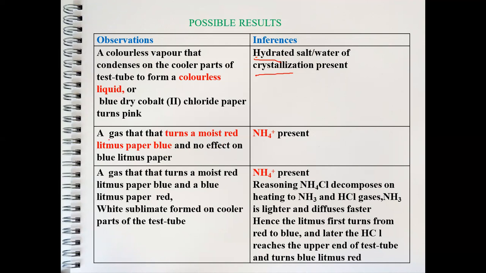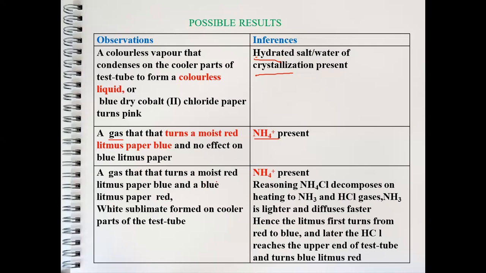So that is an acidic gas, which turns moist blue litmus paper red. But a gas that turns moist red litmus paper blue is not acidic but basic, because it has no effect on blue litmus paper. So that is the ammonium present, and that is what you write.